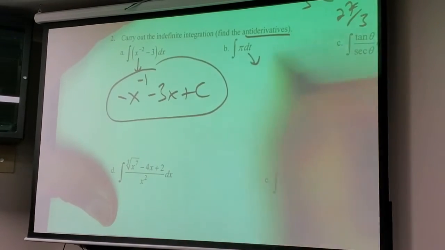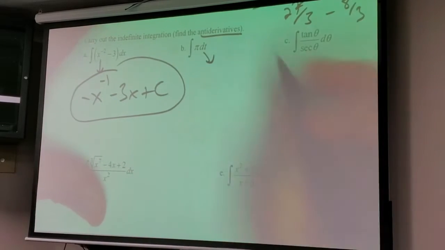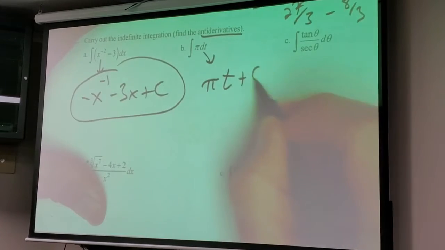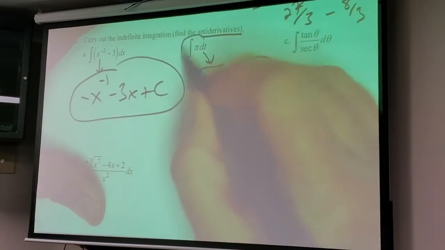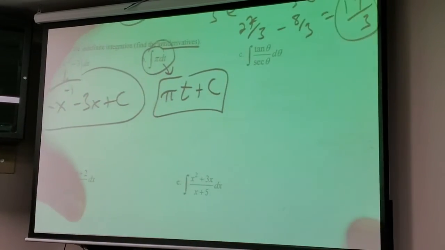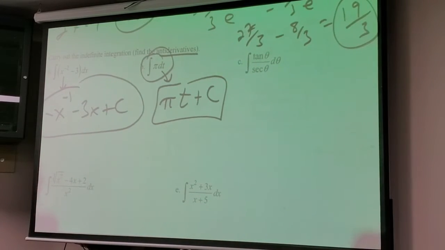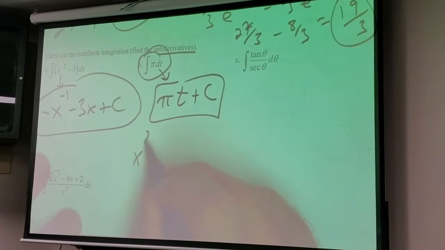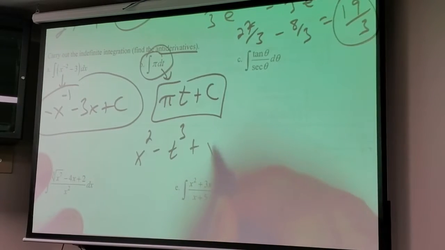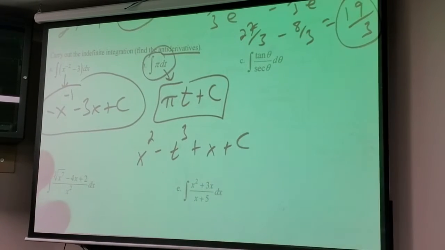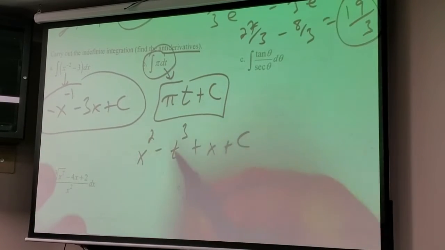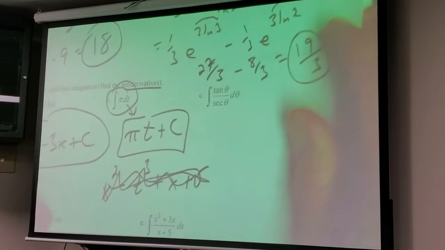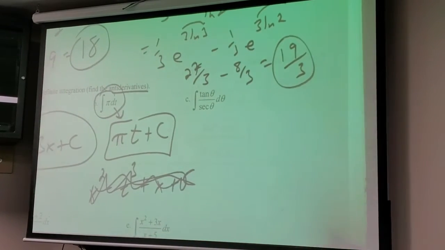And this one I always get interesting answers, but what is that? Try again. Pi t. That's better. I don't want to see no frickin' x's. This problem has no clue what x is. So I will start being a little more strict, especially when you guys do stuff like x squared minus t cubed plus x plus c. I'm like, what is your variable? You don't want to be in Calc 3 yet. Calc 3 is where you have multivariables. You don't want to be there yet.